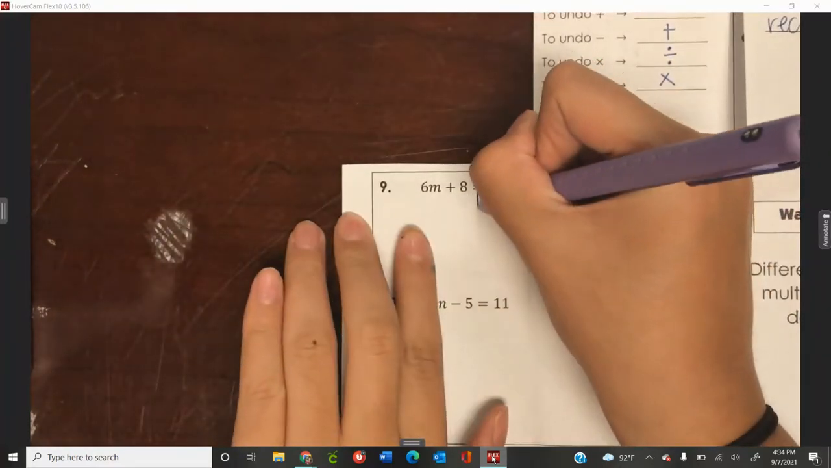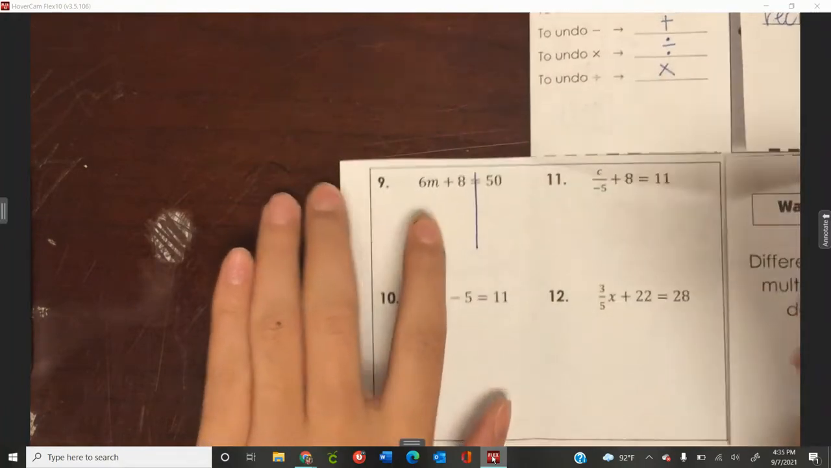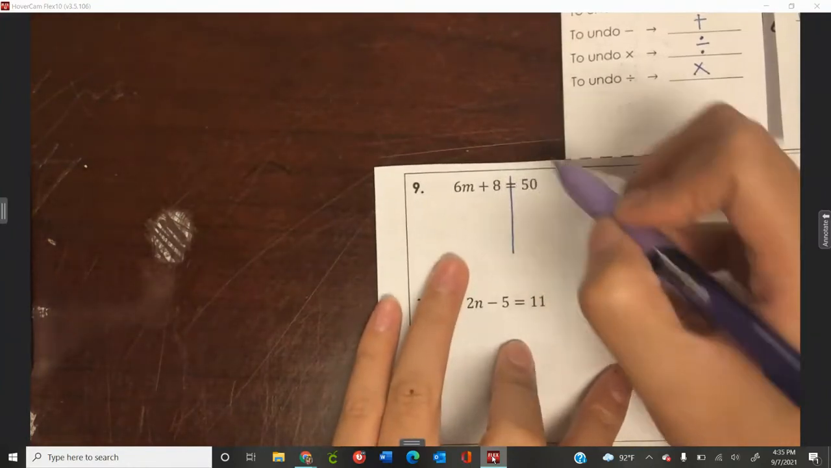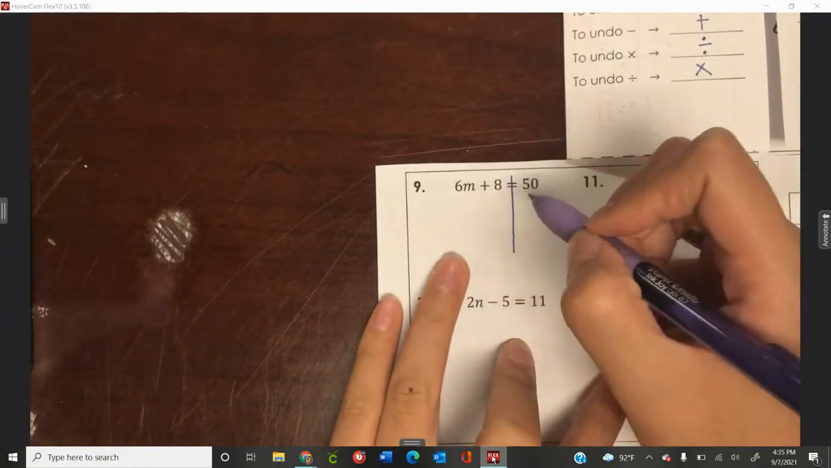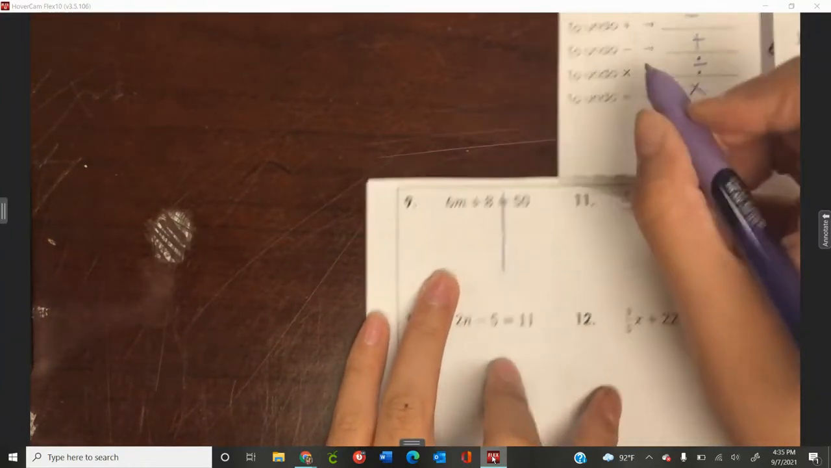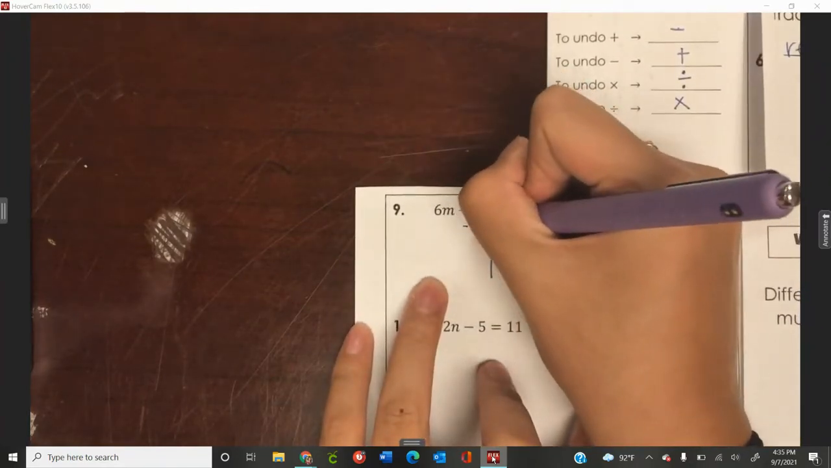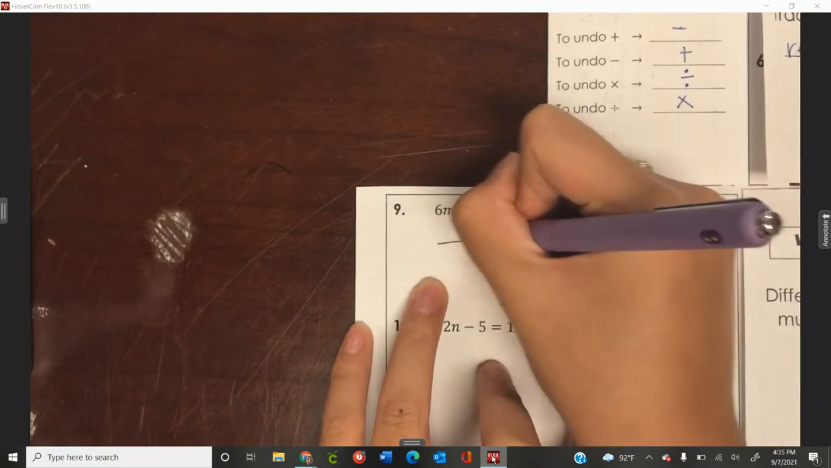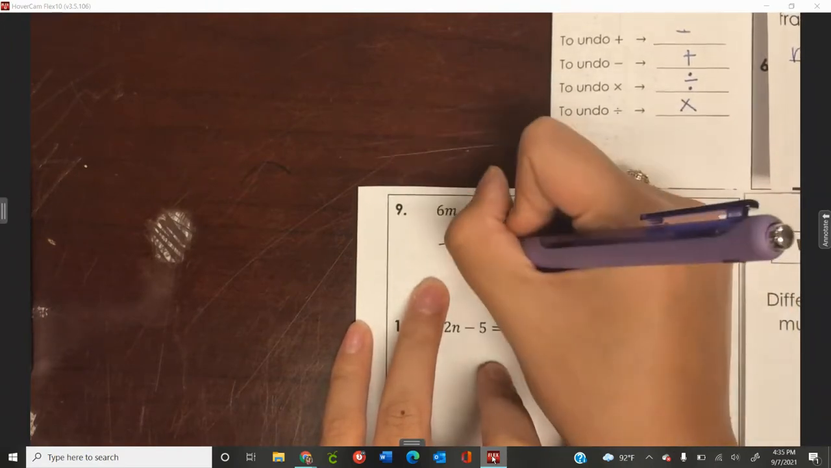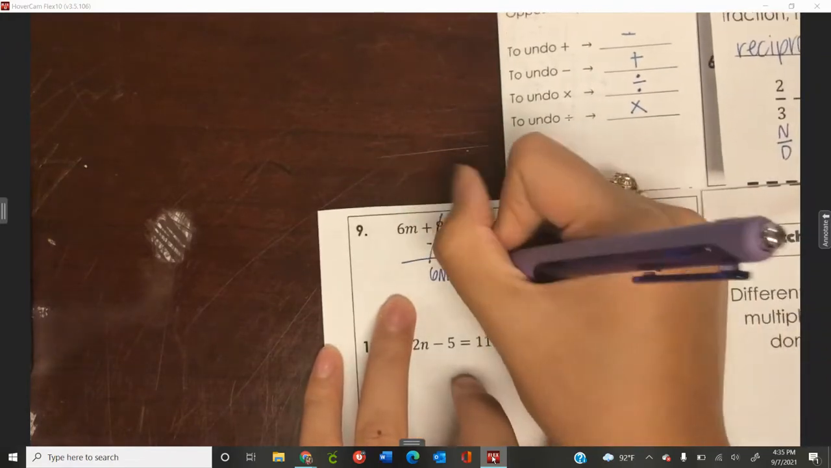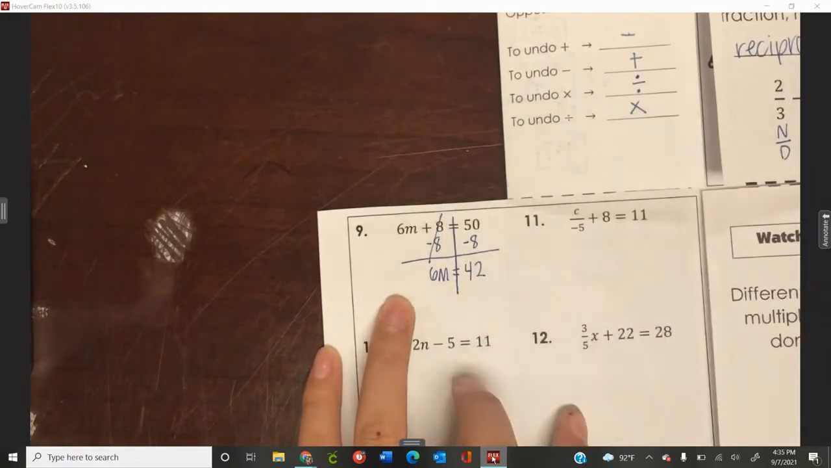So I want you to first start off by drawing a line through your equal sign. Step 1 says add or subtract your constant. Here I have 8 as my constant, and it is being added to my variable. So I want to undo addition, which means I have to subtract it. What you do to one side, you have to do to the other. So here this cancels out. I'm left with 6m equals 50 minus 8, which is 42.